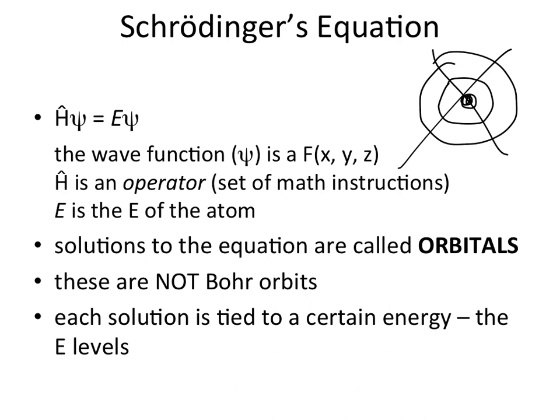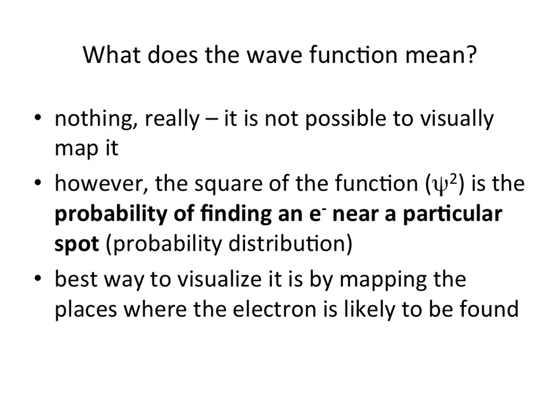The last thing we understand about Schrödinger's equation is that the solutions are going to be tied to specific energy levels. So the solutions are going to tell us information about the orbitals, including things like shape in three dimensions. And it's also going to detail the energy associated with that specific orbital set. The wave function doesn't really tell us anything by itself. It's not really possible to map it visually.